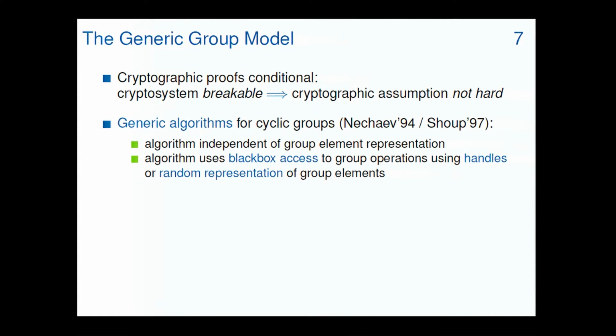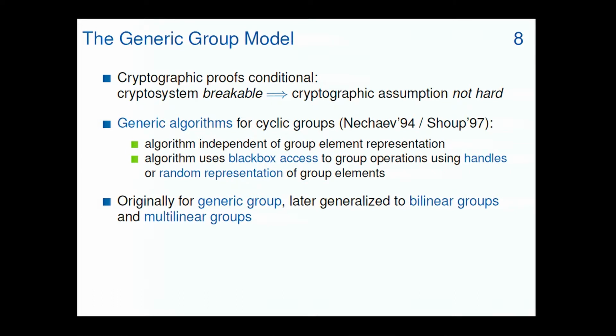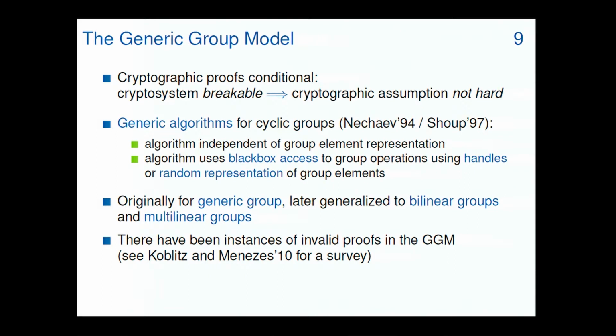The generic group model was introduced, and here the idea is that a minimal guarantee for the hardness of an assumption is the hardness with respect to generic algorithms. Generic algorithms means that the algorithm is independent of the concrete representation of the group elements. This is ensured by giving the adversary black box access to the group operations, either using handles or random representation of the group elements. This was originally proposed for the simple generic group model and later generalized to bilinear groups and to multilinear groups. And there have also been cases where proofs for the hardness of assumptions were invalid in the generic group model, which have led to breaks of the corresponding schemes.